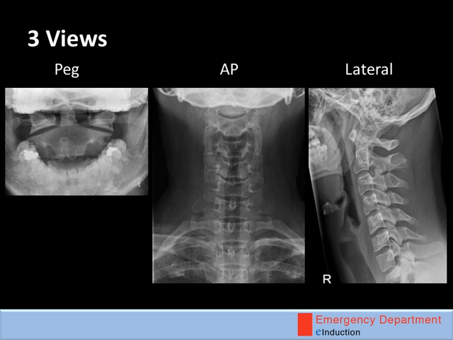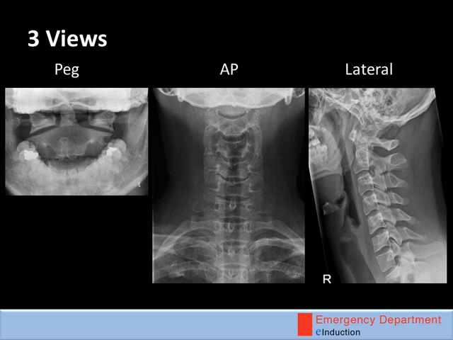There are 3 main views which make up our C-spine series. Each of these can be approached using the AABCS method I've just mentioned. The first is the PEG, or the odontoid view. It's taken at an angle down through the patient's opened mouth. If you have a collar in place, then it's difficult to open your mouth. Often you end up with a suboptimal result. This view is very useful for identifying fractures to the atlas and axis, that's C1 and C2.